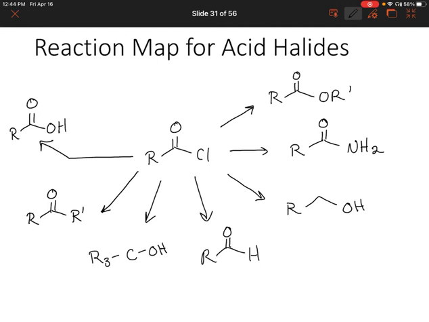And then we also will want to show how to convert the carboxylic acid back into the acid halide there. So see if you can fill in all these blanks, and when you're done you can unpause the video and we'll go over it together.